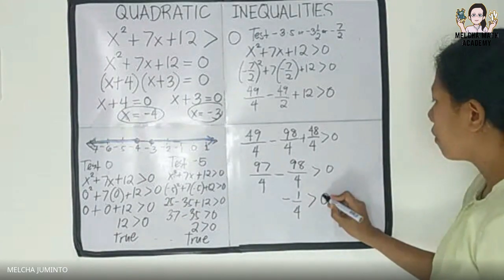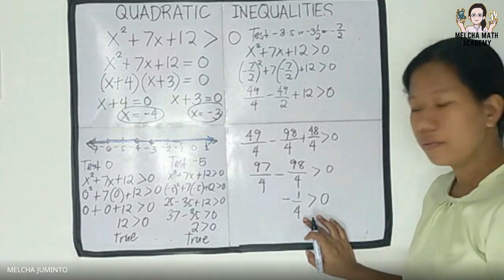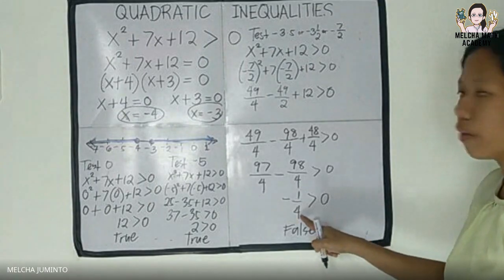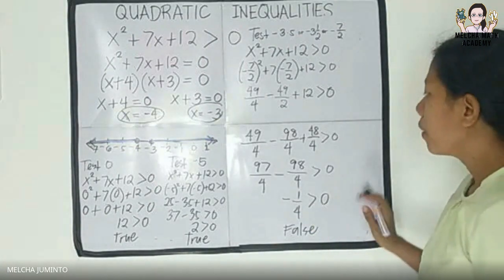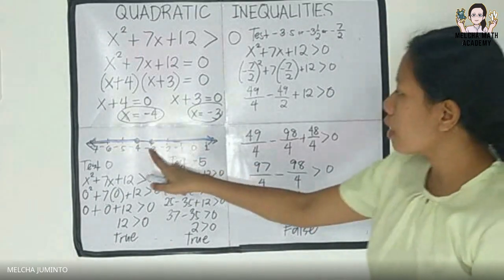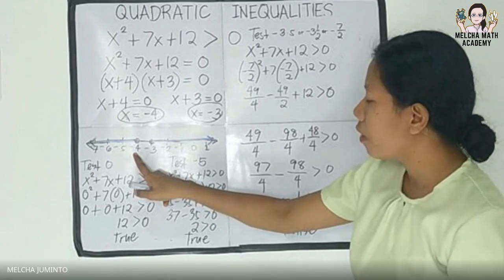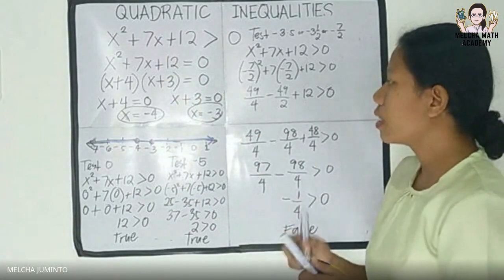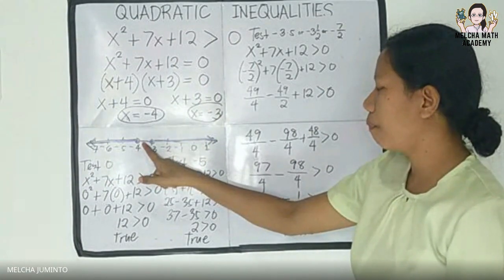Greater than 0. Now, is negative 1/4 greater than 0? The answer is false. Any negative number is not greater than 0. It is always less than 0. Which means this area, which is between negative 3 and negative 4, are not solutions for the quadratic inequality. And that is the reason why we do not need to shade this area.